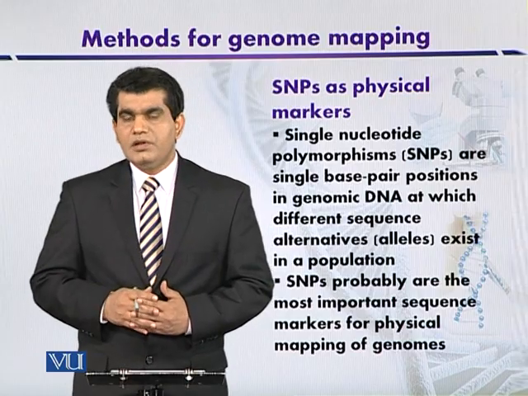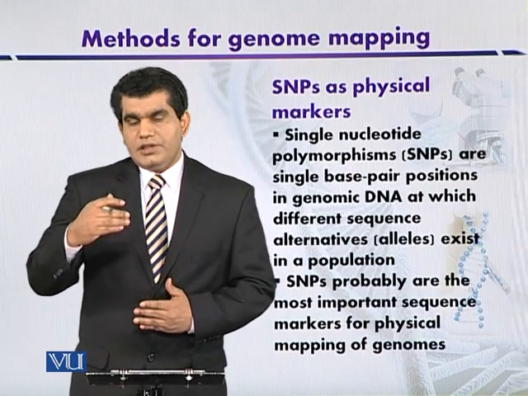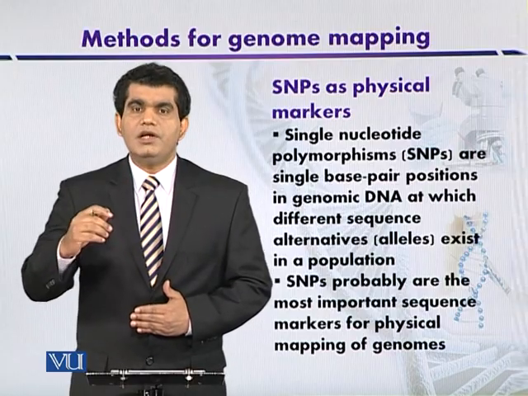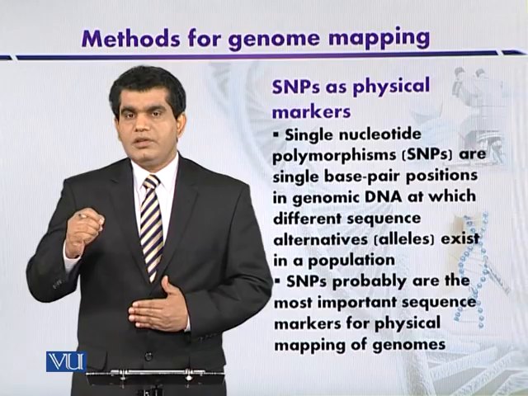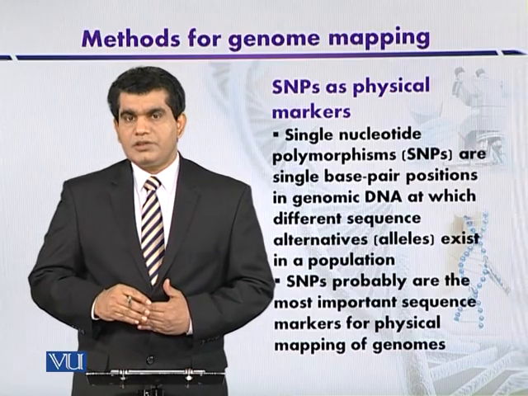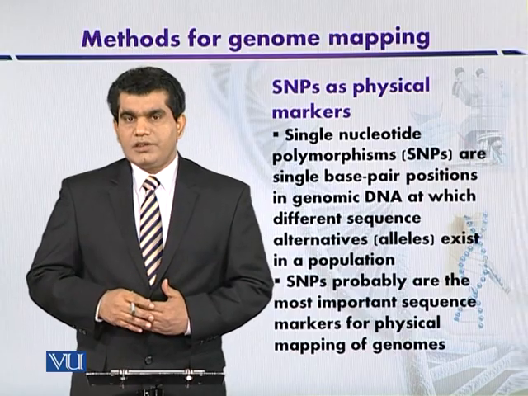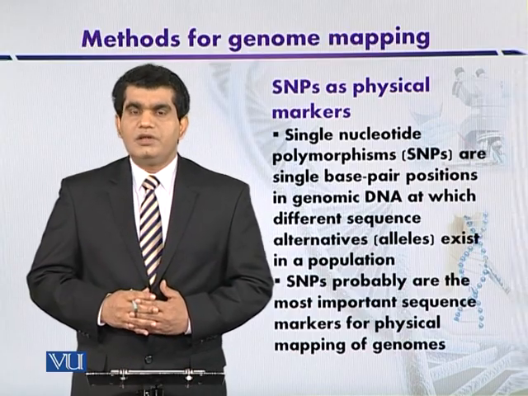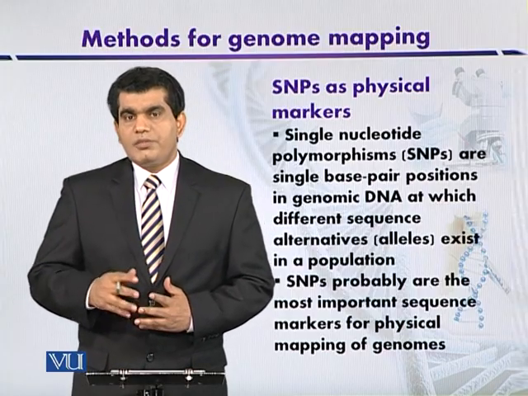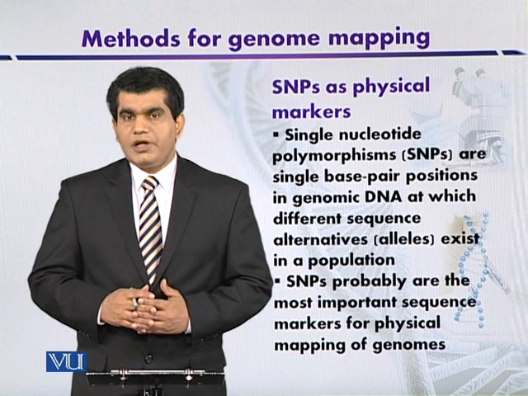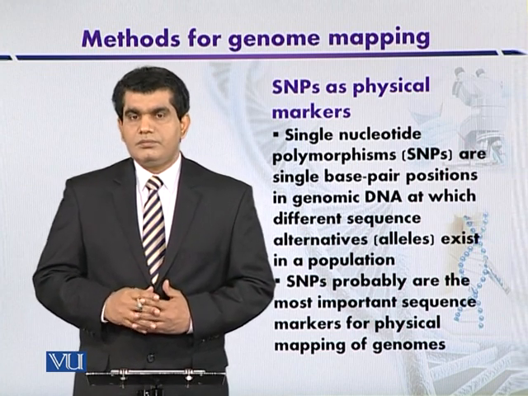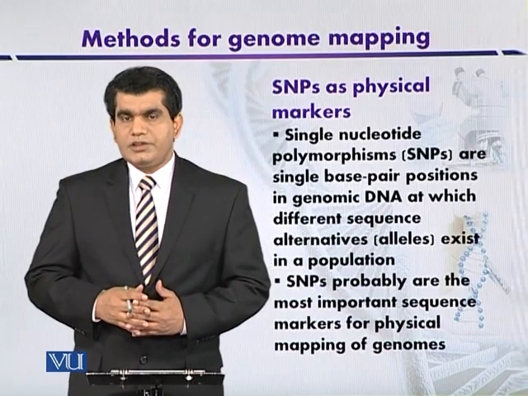In the same way, if some addition or deletion is there, that is commonly called indels, the result of addition of a base or removal of a base. They can also be regarded as SNPs. And the most common type, that is detected by restriction fragment length polymorphism, they are called SNPs.